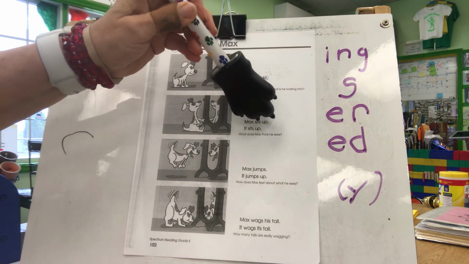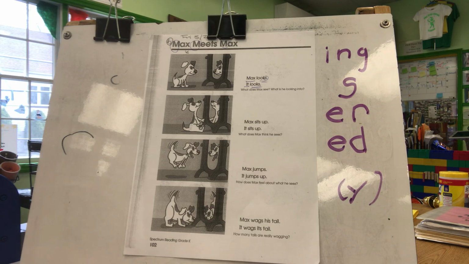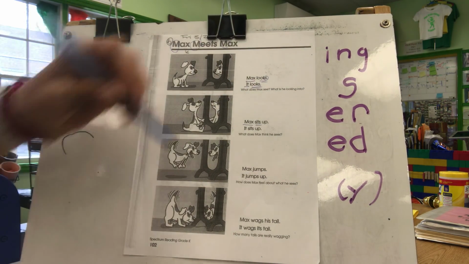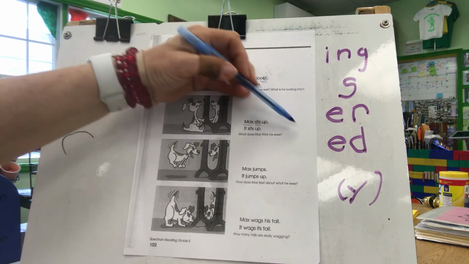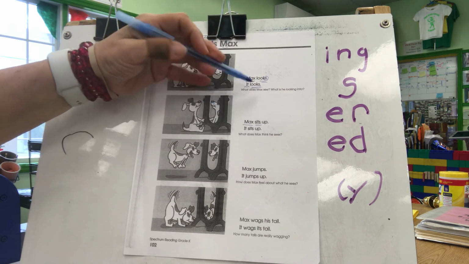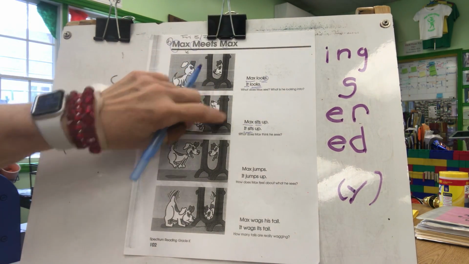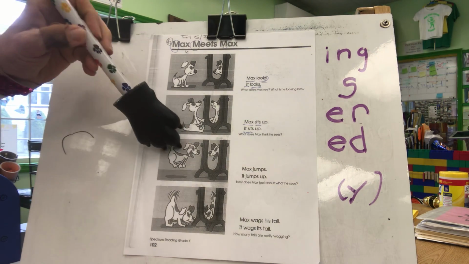Max sits up. It sits up. All right, line goes under Max. He's the subject. 2 little lines under sits. That's our action verb. Sitting, sits, sitter, sat is the past tense. And put a line under it. Then it's talking about it, and 2 lines under sits. What is it in this story? He's looking into what? What does he think he sees? All right, let's go to the next picture.